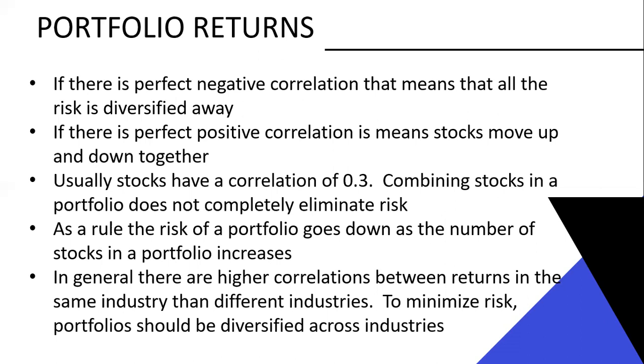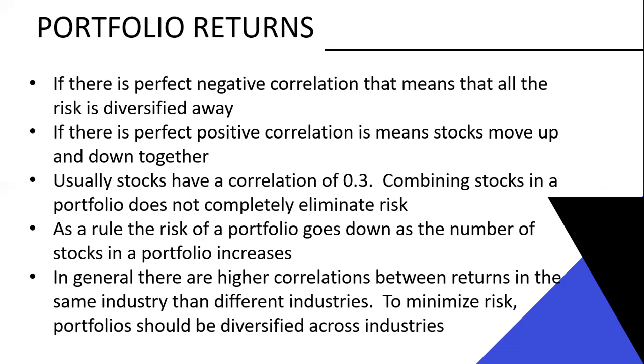And there is a rule, and the rule is that the risk of a portfolio goes down as the number of stocks in the portfolio goes up. So the more stocks that you have in your portfolio, the lower the risk. In general, there is higher correlation between returns in the same industry than in different industries. So if you want to minimize risk, it's good to diversify across industries.